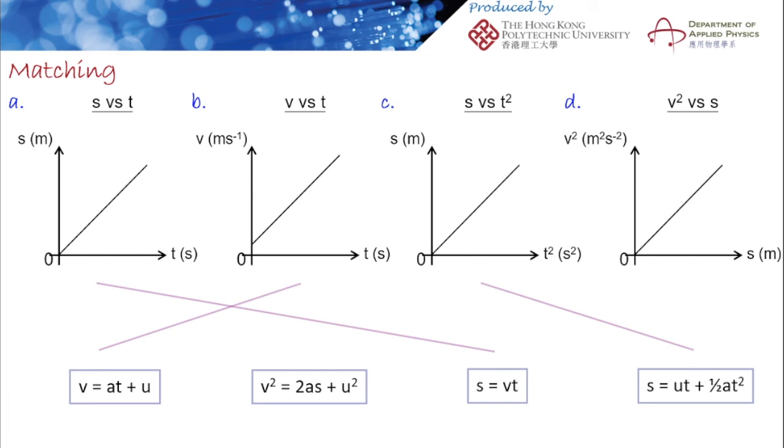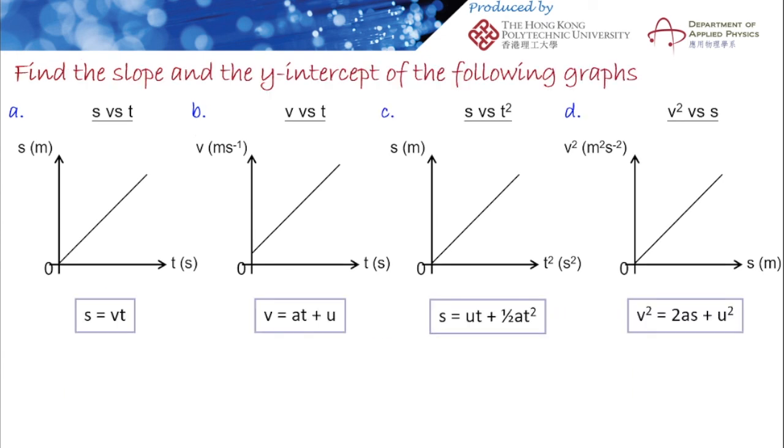And in the last question, y-axis is V squared and the x-axis is S. Its corresponding equation should be V squared equals 2aS plus U squared. Now you can use a couple of minutes to find the slope and the y-intercept of each graph.